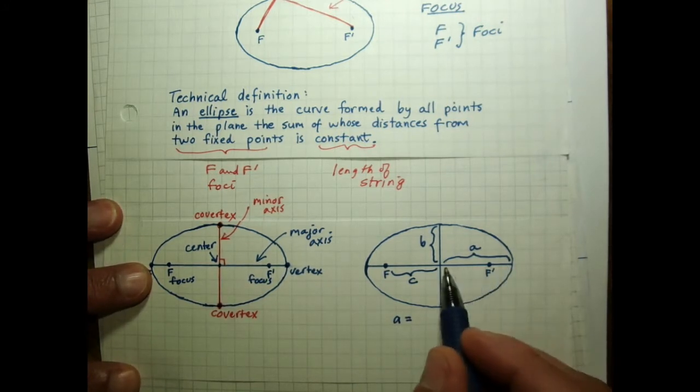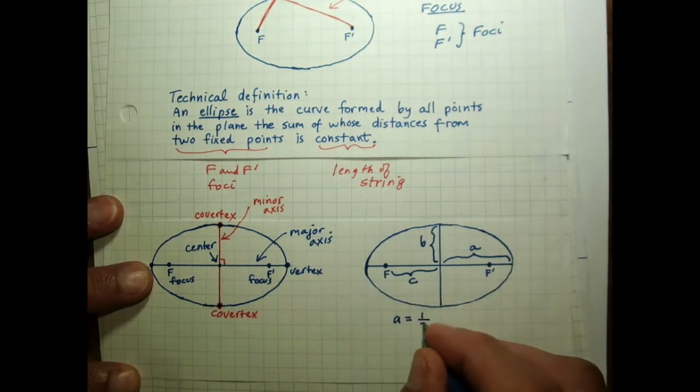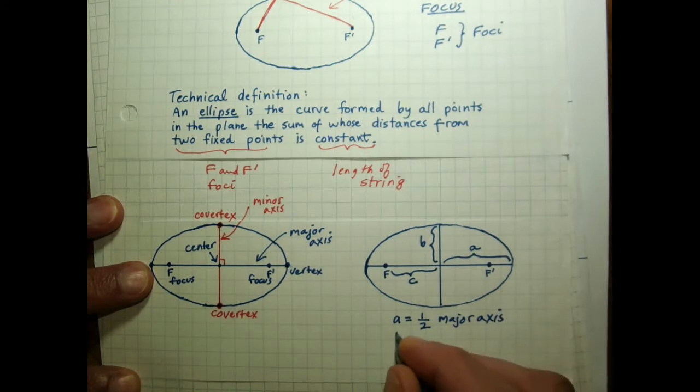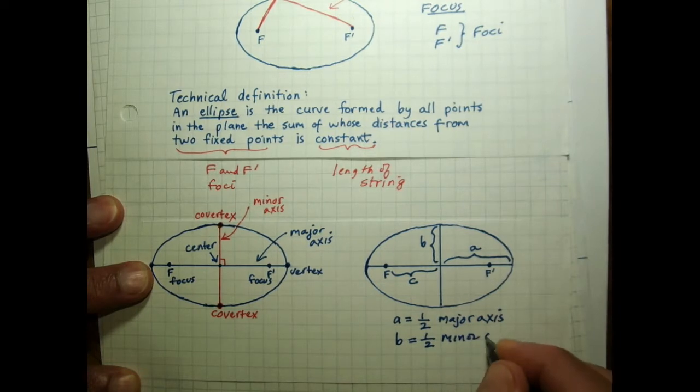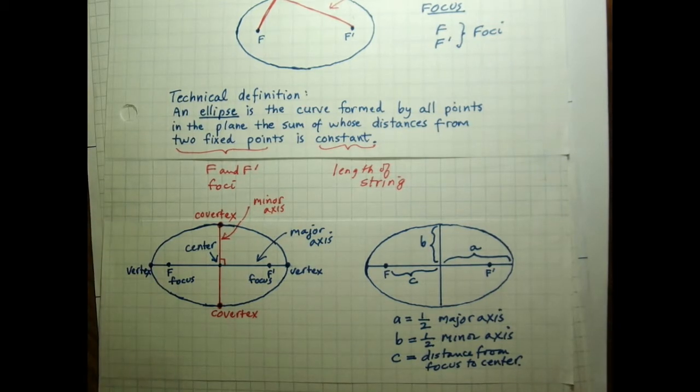Since A is the distance from the center to the vertex, that's actually 1/2 the major axis length. And likewise, B is 1/2 of the minor axis. C is the distance from a focus to the center. Either one comes out the same.